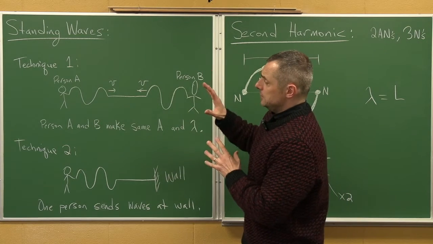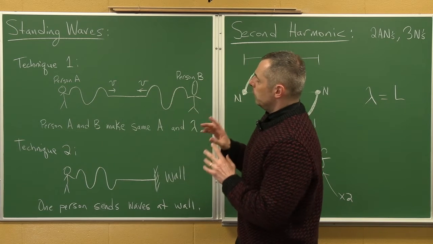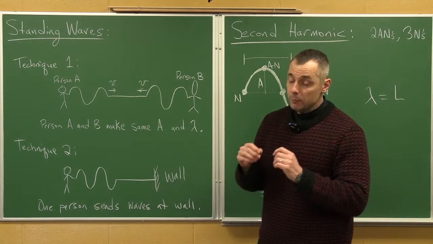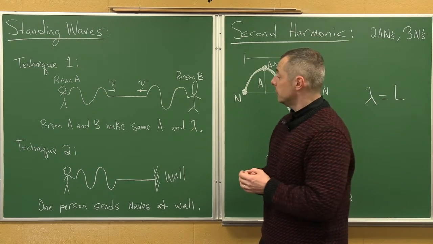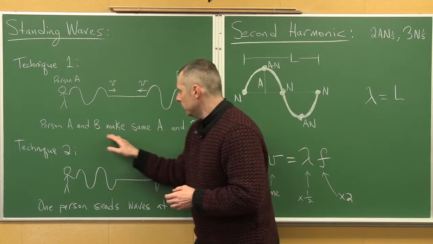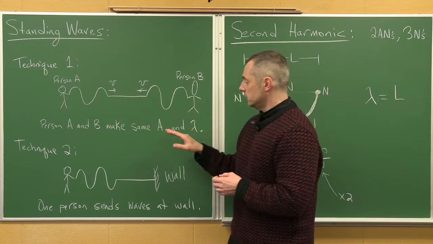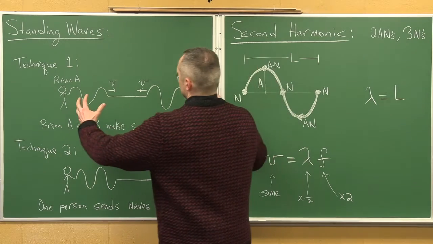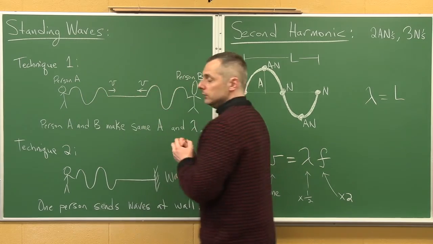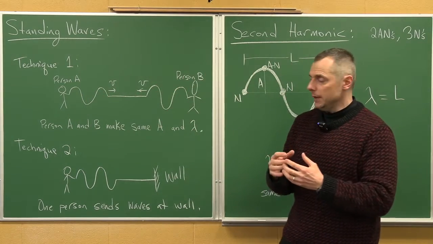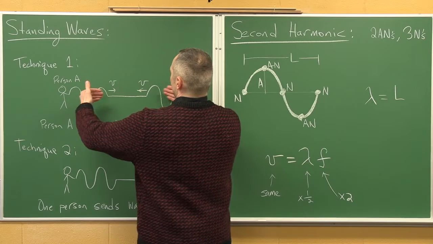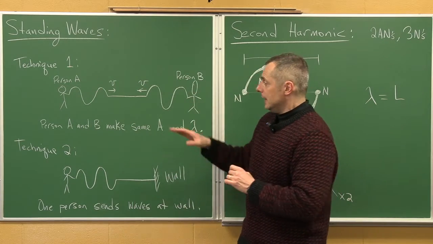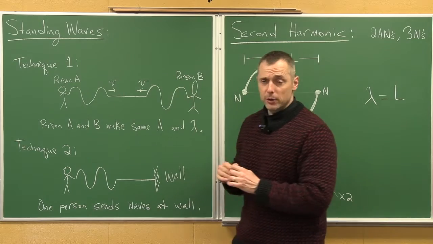So again, as I mentioned earlier, one way to create standing waves is to have 2 people at opposite ends of a spring or a rope or something like that, and both people shake and make the same waves. In other words, the same amplitude and the same wavelength. As these come here, they're going to constructively and destructively interfere at different times, and they're going to be 2 waves traveling in opposite directions, but it'll look like there's no side-to-side motion. It'll look like there's just up and down vibration.